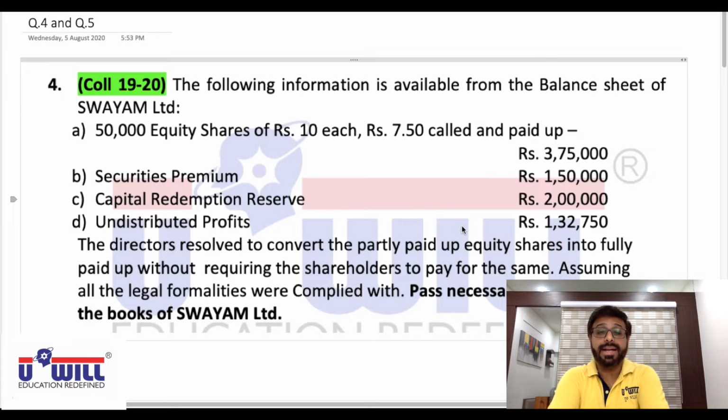Now we start with the practical questions. But before we start with this lecture, please ensure that you remember the journal entries of bonus properly. And also you remember the priority order of utilization of reserves. It's a very easy and scoring chapter. So look at your summary properly and revise the things properly before you watch this lecture.